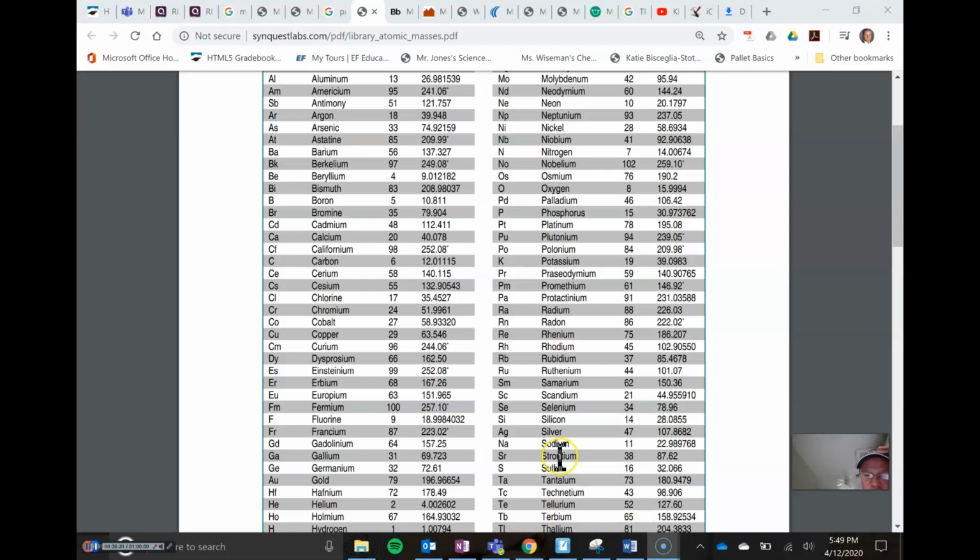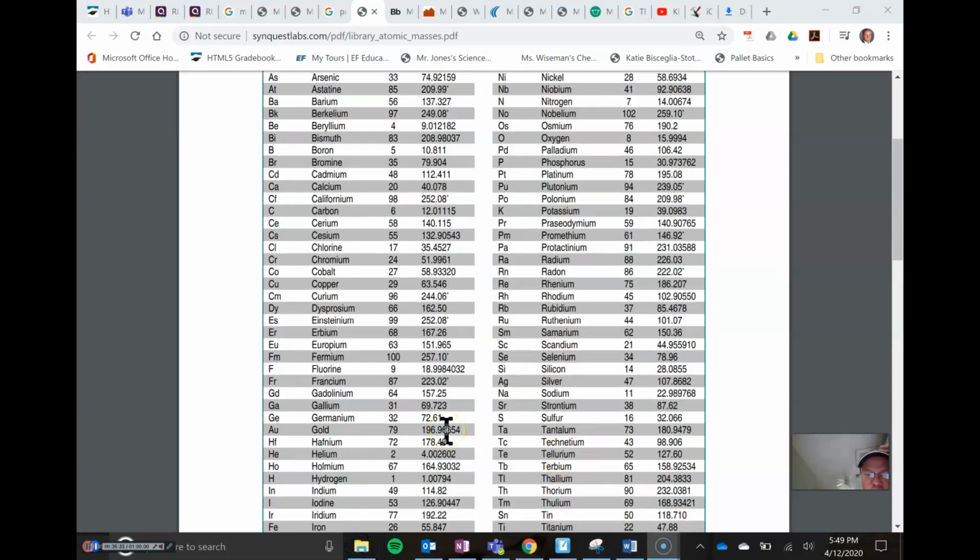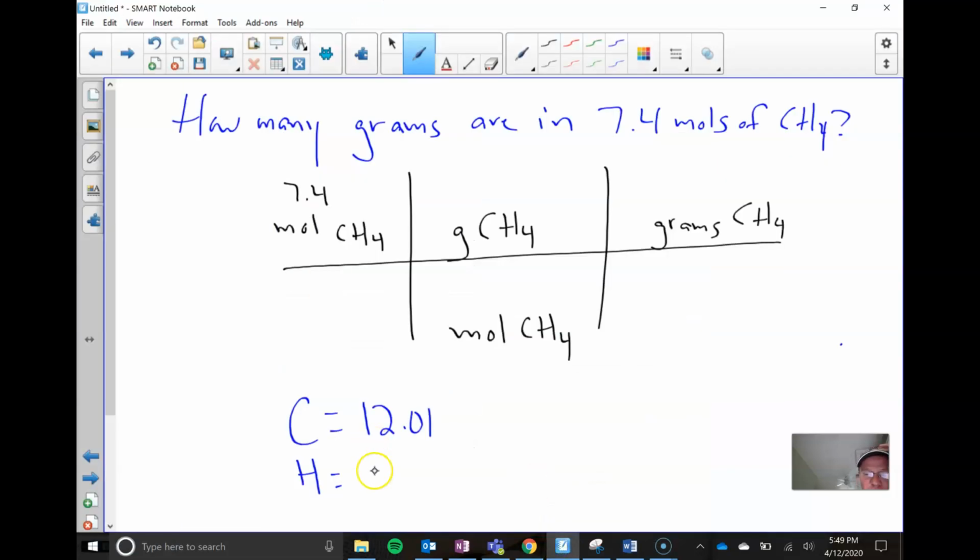down here, and you will memorize a lot of these. 1.0079, well, we generally round that up to 1.01. But we've got 4 of those in methane. So that equates to 4.04. So collectively here, I've got a mass of CH4 of 16.05. So that's my 12.01 from carbon added to my 4.04 from hydrogen.